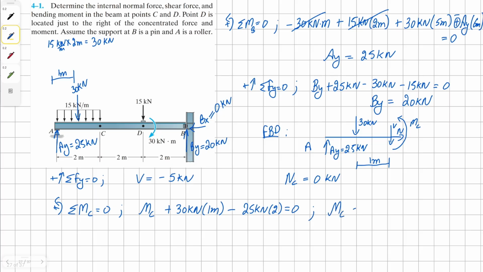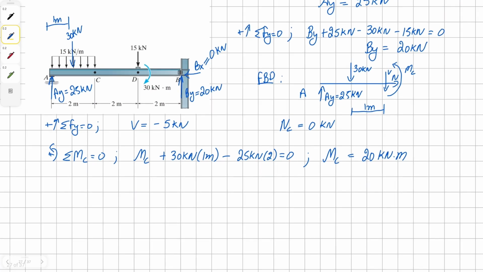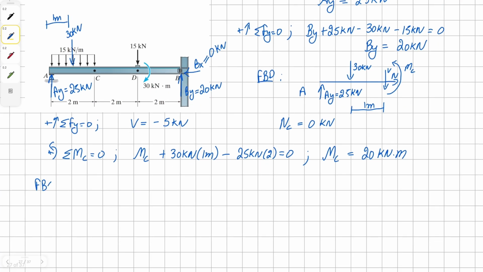Solving for the moment at point C, we get 50 minus 30 is 20. Going over to the other side of the equal sign, it becomes 20 kilonewton-meter as the solution for our MC. Now we can draw the free body diagram for point C.